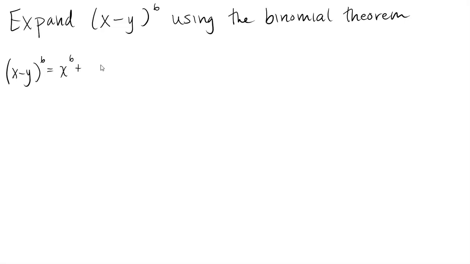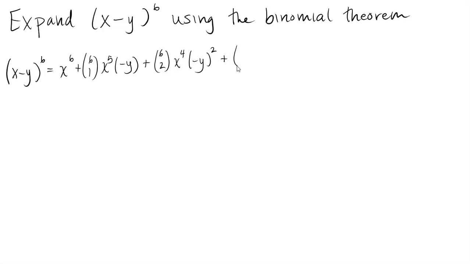In the next term, we're only going to choose 5 x's. We decrease the power on x by 1. We're going to choose our first copy of negative y. How many different ways can we choose 1 copy of negative y from the 6 possible factors? Well, 6 choose 1. In the next term, we're going to have another coefficient like that. We're going to have 1 fewer copy of x. We're going to have 1 more copy of minus y. And we ask how many different ways can we choose 2 copies of minus y? Well, 6 choose 2.